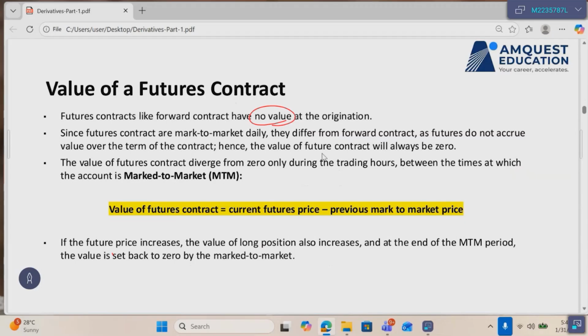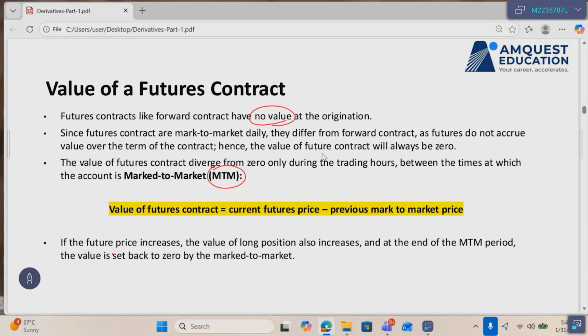The value of a future contract is zero only during the trading hours between the times at which the account is marked to market. So when you're marked to market, say I have a value of 100, but the market is showing 120. I'm losing 20 maybe, so I will put in 20 and mark that. Yeah, mark to market. Now, what is the value of a future contract? Very simple. It's the current futures price minus the previous price. That's the broad answer to the value.